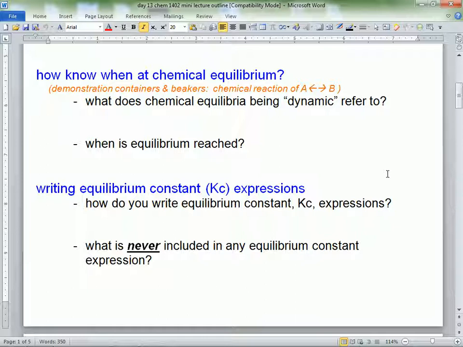Do you see this? Here's a container, reactant A. Here's a container, product B. Are you at equilibrium? There's no real way to tell, because equilibrium is when the amounts aren't changing over time. So we need something to happen here.